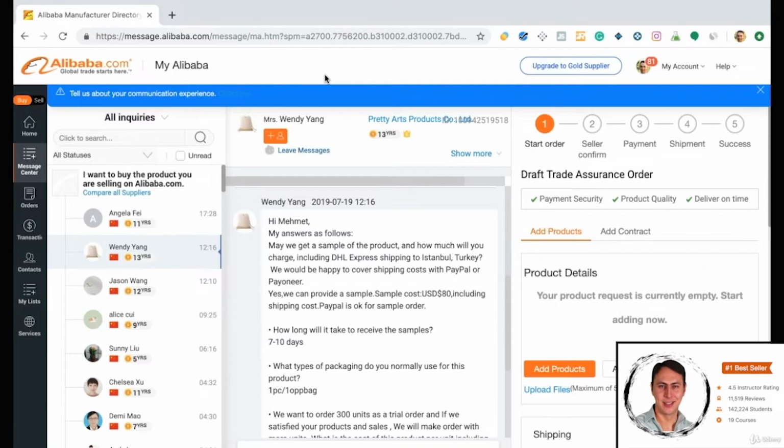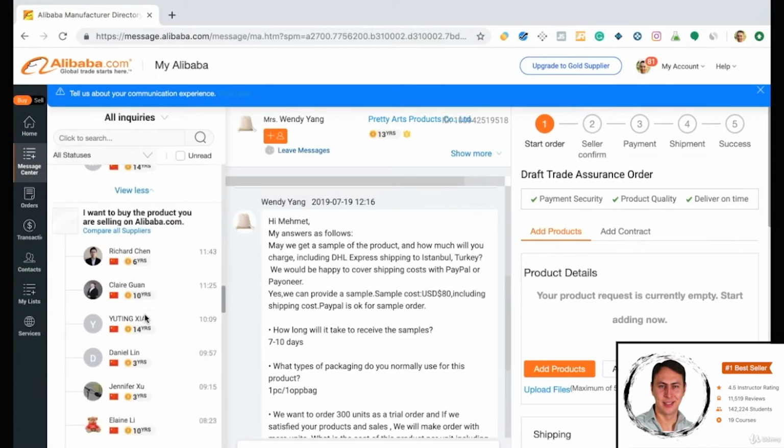Let's continue by looking at the messages one by one. And I'll continue by explaining on messages. After signing into Alibaba, on the left side there is a message center section. When you click it, you can see the received messages. You can keep messaging with manufacturers via Alibaba.